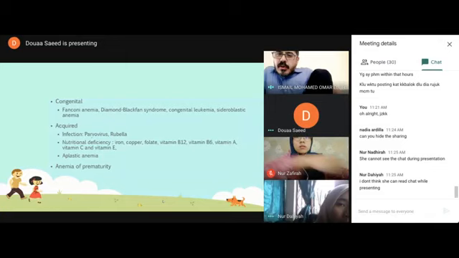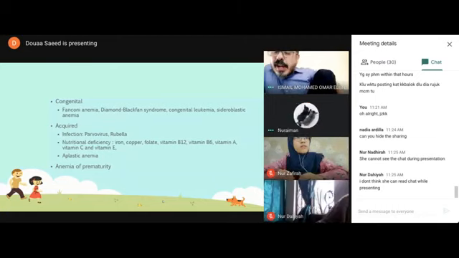What about Diamond-Blackfan? Not sure that they can have the same thing. Also, they may have thumb abnormalities. Yes, triphalangeal thumb. So Diamond-Blackfan also may have thumb abnormalities. Triphalangeal thumb, or also they may have absent thumb. So again, Diamond-Blackfan, common to have thumb abnormalities. Fanconi, thumb abnormalities and absent radius.